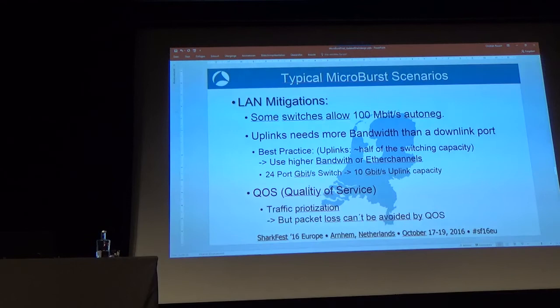Uplinks need more bandwidth than the downlink ports. So, the actual best practice recommendation is the use of EtherChannels, with half of the switching capacity put in the EtherChannel. Yeah. So if you have a 24 gigabit switch, then you need, I'd say, a 10 gigabit uplink to the distribution layer.